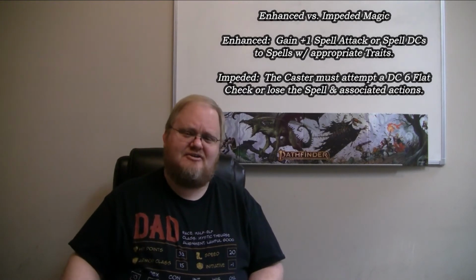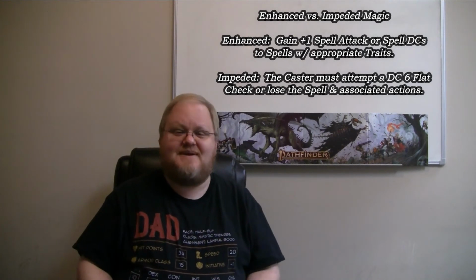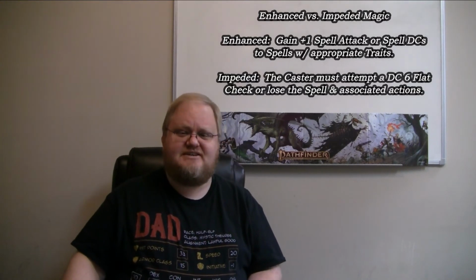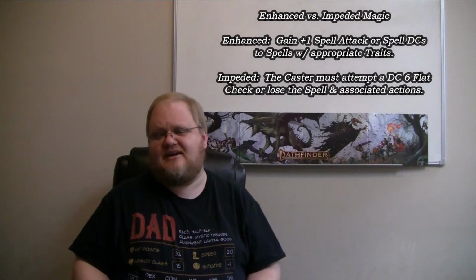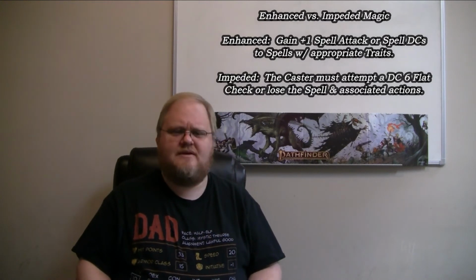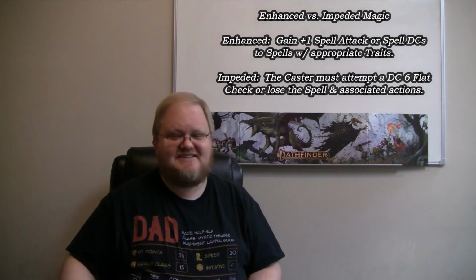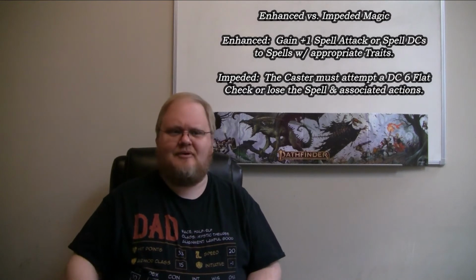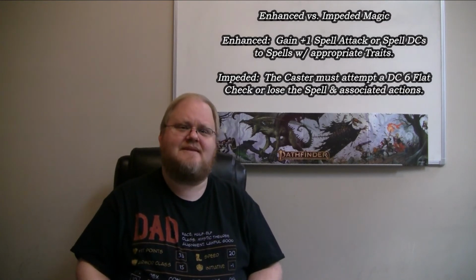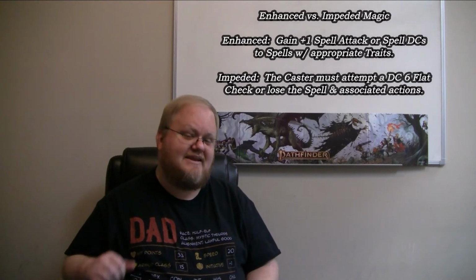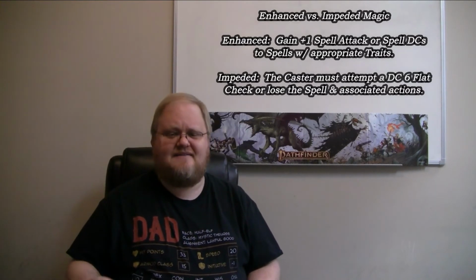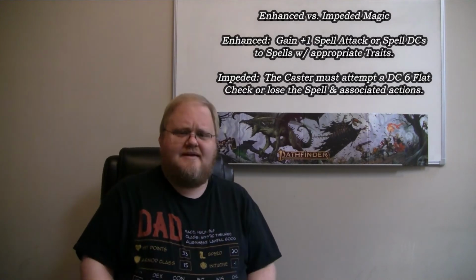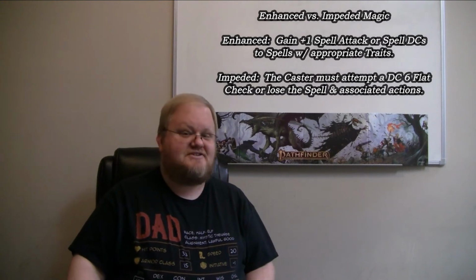So let's talk about those terms enhanced and impeded and what those mean mechanically really quick. Enhanced is very simple. Anytime a PC uses a kind of magic that is enhanced on a given plane, they gain a +1 bonus to any spell attack rolls or spell DCs for magic with the appropriate trait. Impeded magic is also pretty simple, but a little more harsh if you ask me. If a character attempts to cast a spell that is impeded on a given plane, they must attempt a flat check with a DC of 6 to find out whether or not they can successfully cast the spell. If they fail the check, they lose the spell and the actions that go with it.